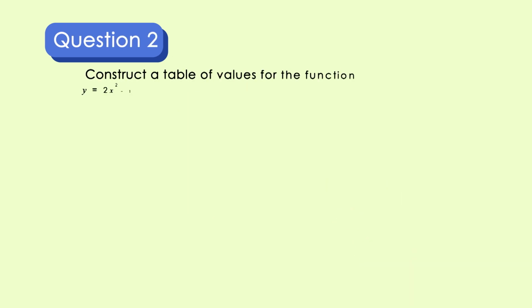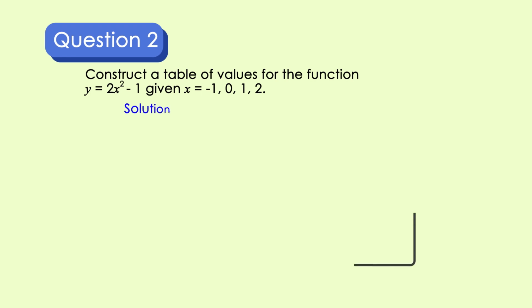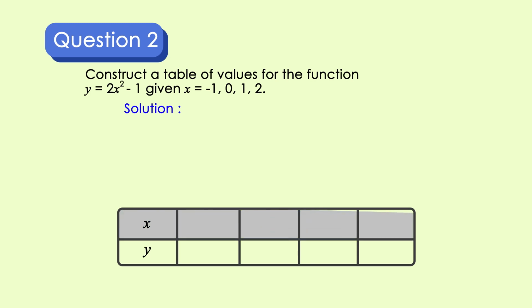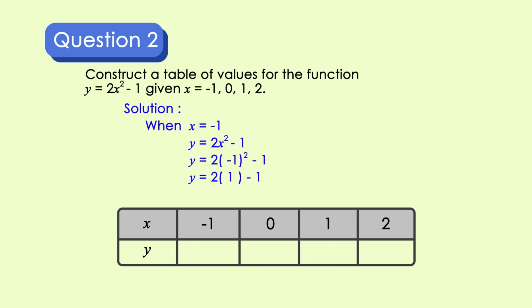Let us look at question 2. Construct a table of values for the function y = 2x squared - 1 given x = -1, 0, 1, and 2. So, we construct the table and fill in the value of y that we have obtained when x = -1.